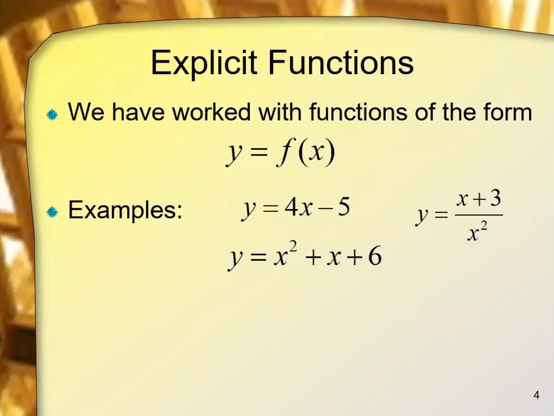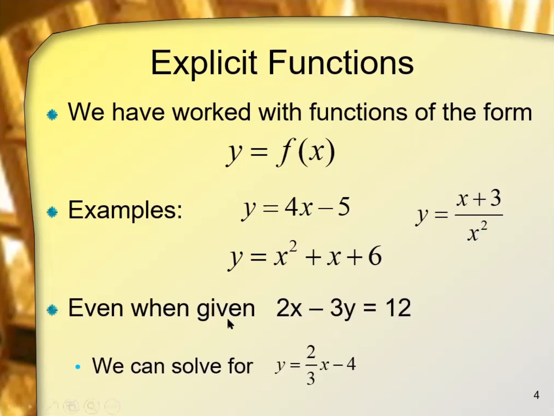So we have here an example of an explicit function. We have worked with functions of the form y equals f(x). So y is equal to 4x minus 5. Another is y equals (x plus 3) over x squared. Y equals x squared plus x plus 6. Even when given 2x minus 3y plus 12, you can solve for y. That is y equals 2/3 x minus 4.